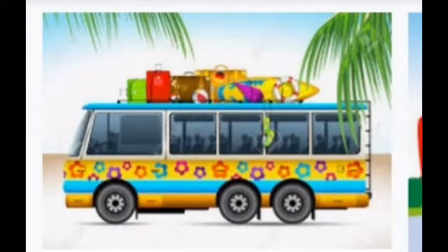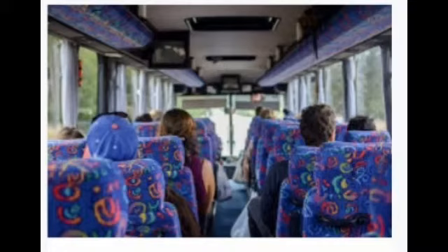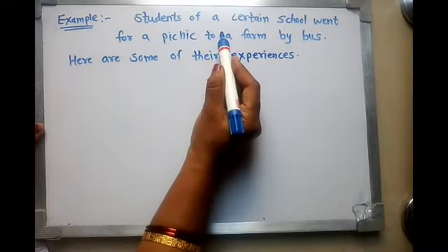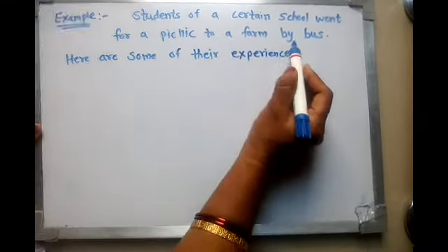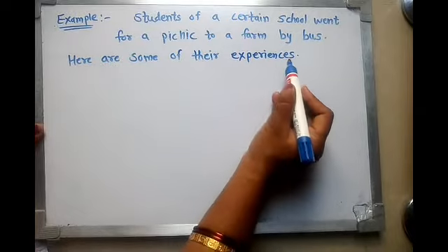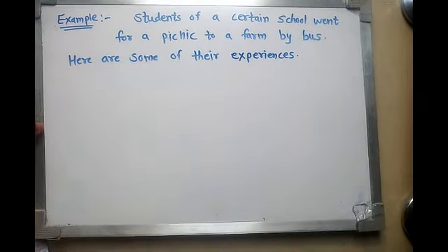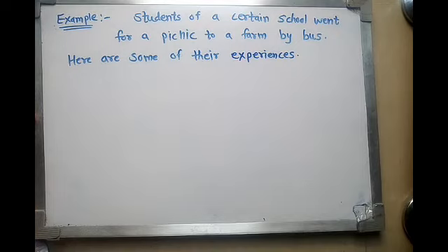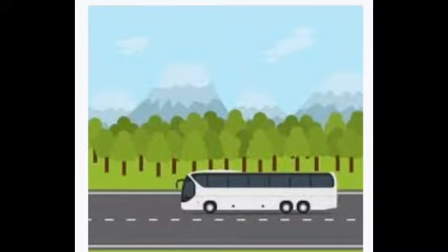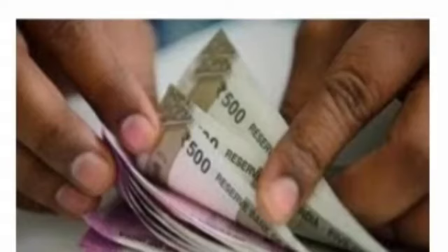Next example is students' picnic. Students of a certain school went for a picnic to a farm by a bus. Here are some of their experiences. In this example, we see whether bus speed and collected money are in inverse proportion or direct proportion.